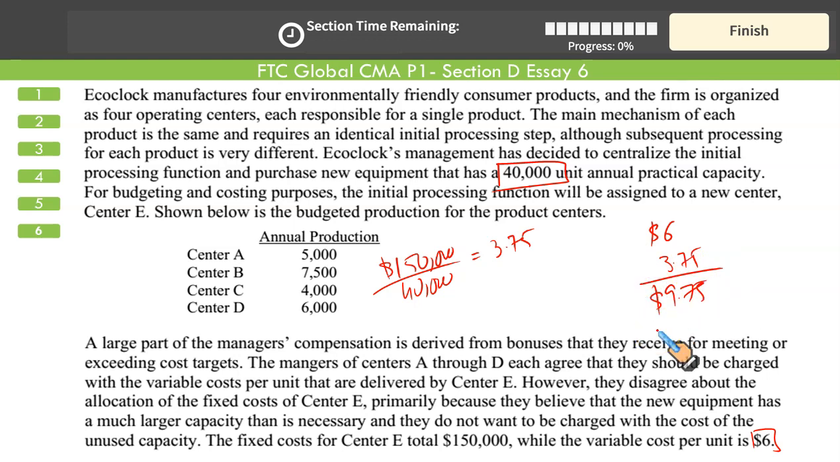And then people say essay type is a very difficult part of the exam. I believe this is the easiest one. This is the easiest one. So it's 9.75.